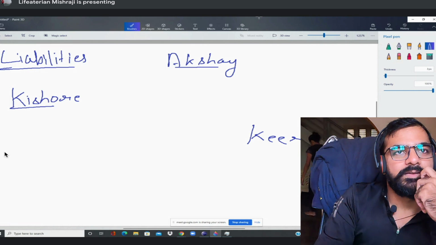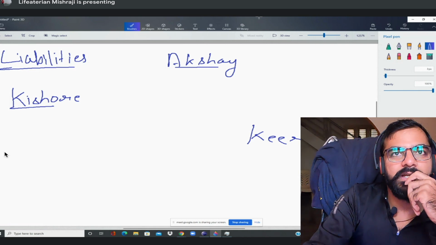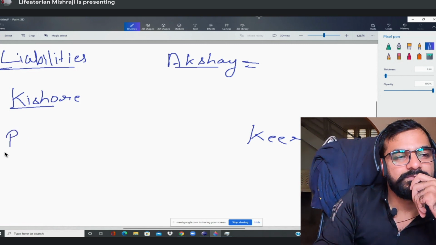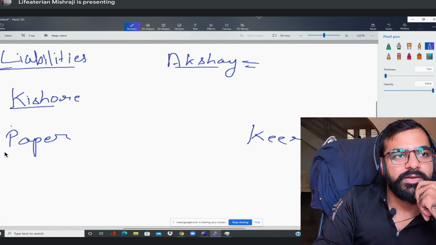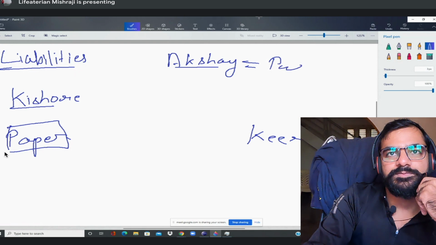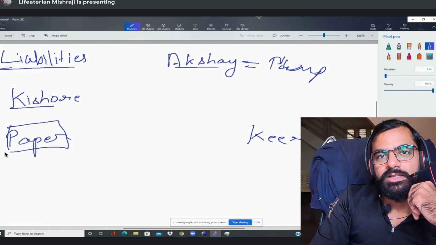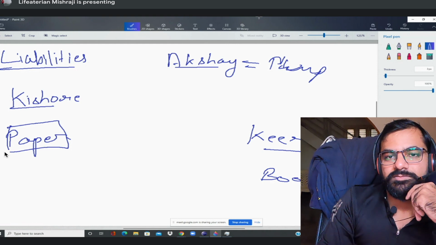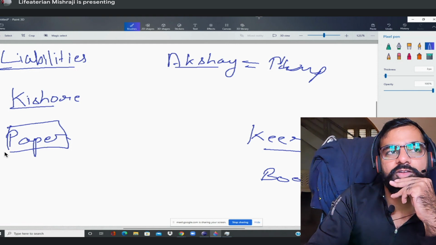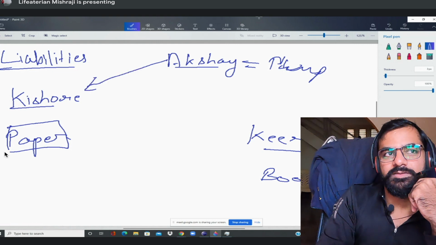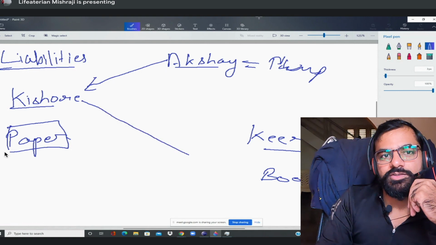Okay, now one thing you have to understand. Akshay has pulp, which is used for paper making. Kishore is into the paper making business. He makes paper, he has a paper industry. Kirtana is one who makes books, but does not make paper. So, for Kishore, the raw material is pulp from Akshay. And for Kirtana, it is paper from Kishore.